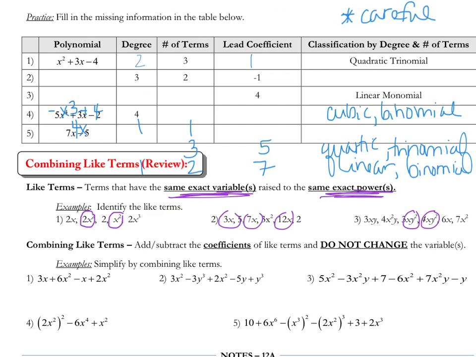When you combine like terms, remember that you have to add or subtract the coefficients, but you do not change the variables. Sometimes we make the mistake of applying properties of exponents that you learned earlier this semester with combining like terms. You do not change the variable. So in number 1, we have 6x to the second and 2x to the second as like terms. That is 8x to the second, not 8x to the fourth. And then we have 3x and negative x, which is going to be plus 2x.